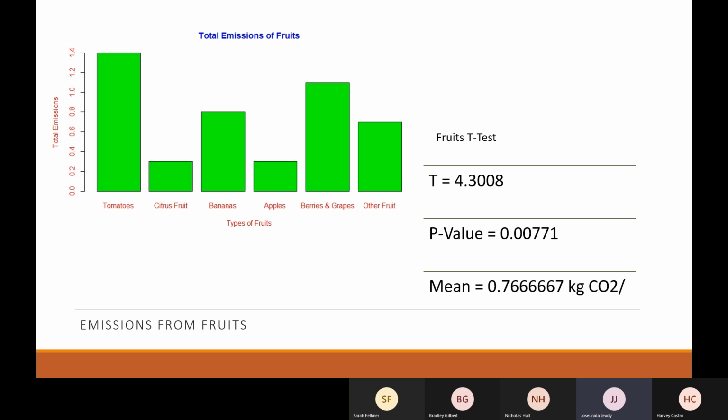Fruits are not only delicious, but they are also environmentally friendly. We looked at 6 different categories of fruits like tomatoes, apples, bananas, and berries, and their average carbon emissions was about 0.76 kilograms. From all the fruits, apples produce the least carbon emissions, which was about 0.3 kilograms.